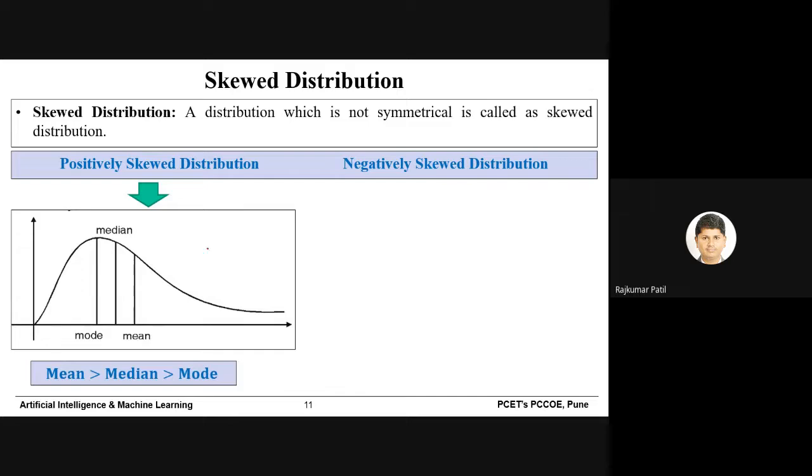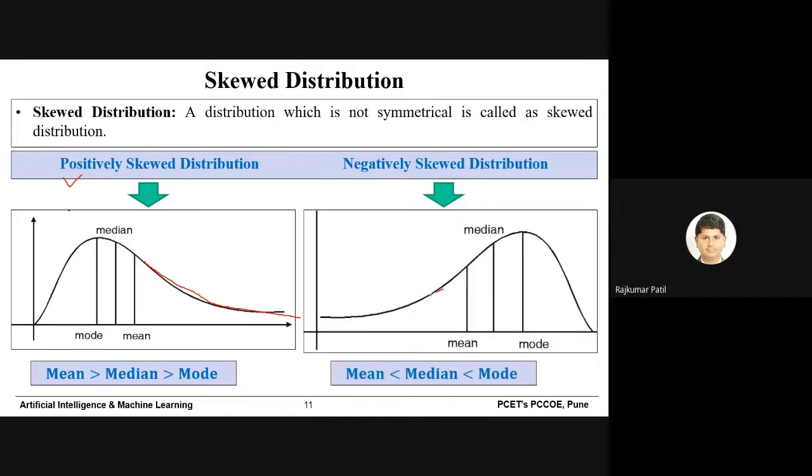negatively skewed distribution. If on the right side the tail is very long, then it is called positively skewed distribution. If there is a long tail on the left side, then it is called negatively skewed distribution. And you can check the position of mean, mode and median in both the distributions. Okay, and when you get a similar kind of distribution, then you should make some kind of conclusion.